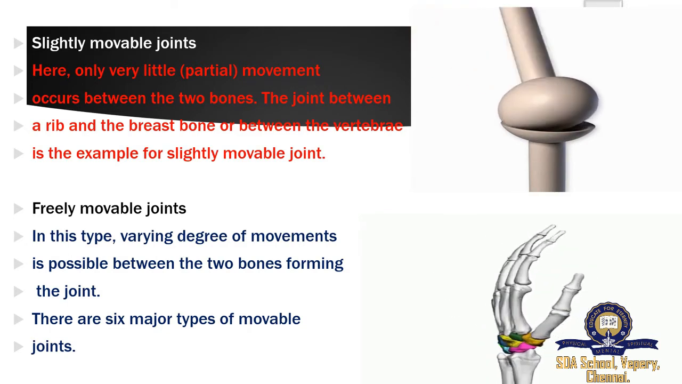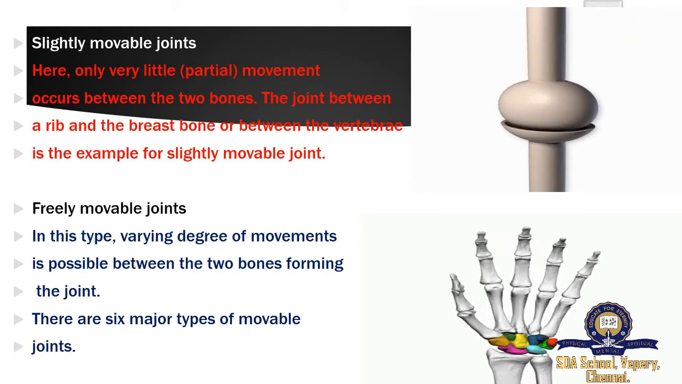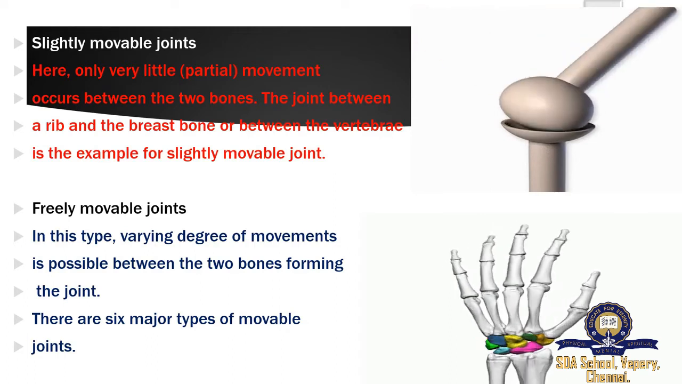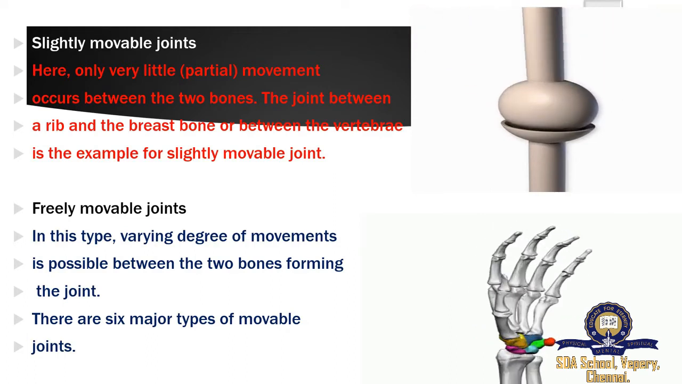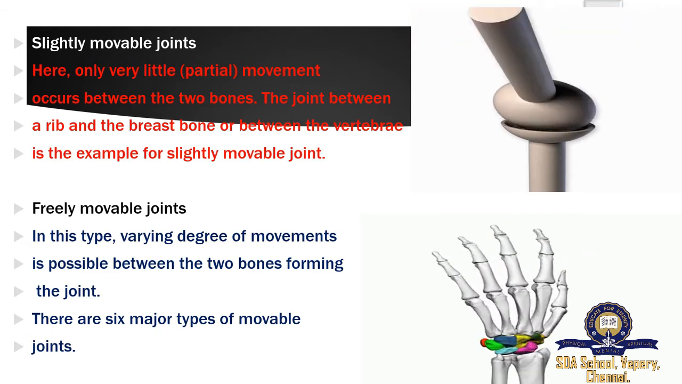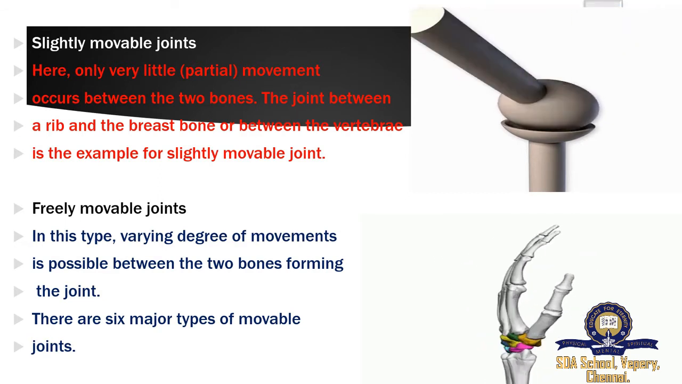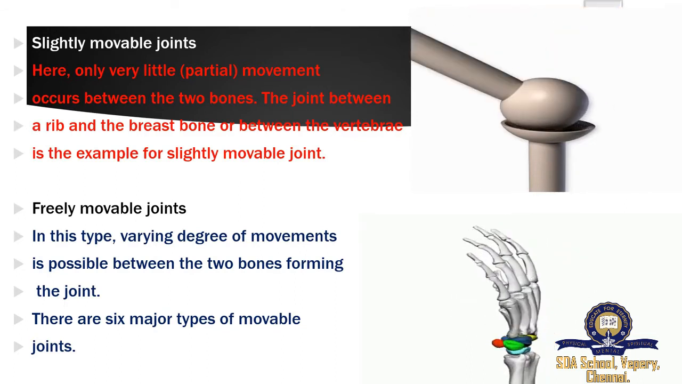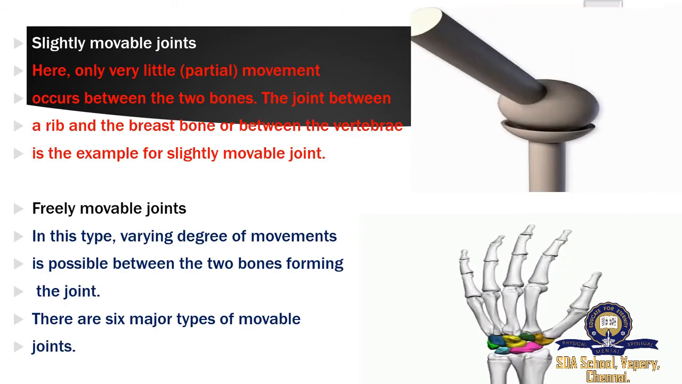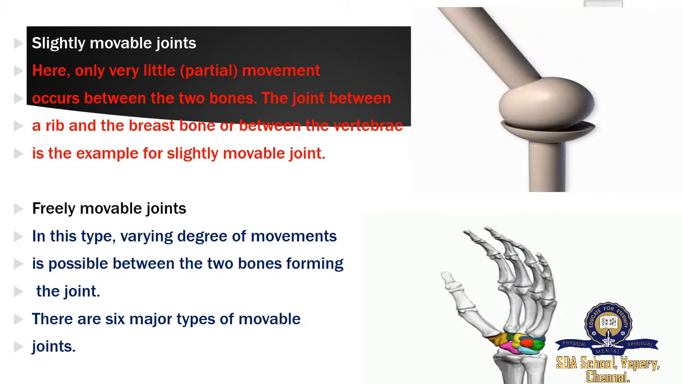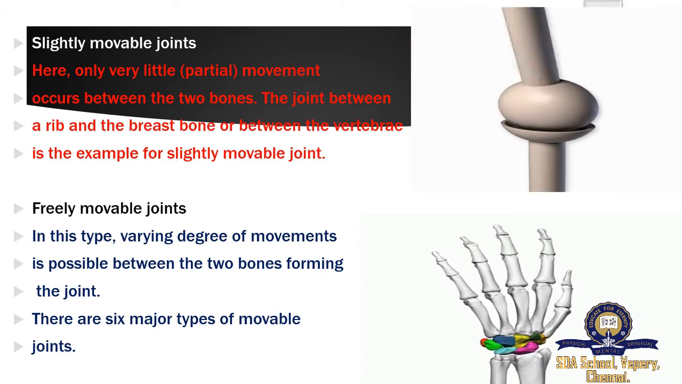And then the freely movable joint. In that type, varying degrees of movement are possible between the two bones forming the joint. There are 6 major types of movable joints. Here you can see an example of our hand. The hand makes different moves and holds things. It is a freely moving joint. It helps us hold things and do many works with our body.